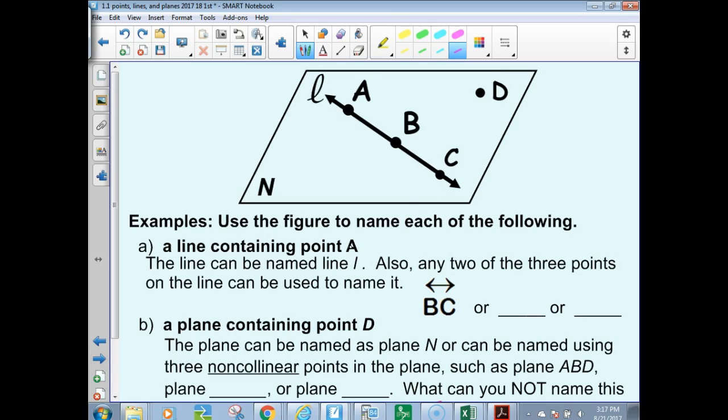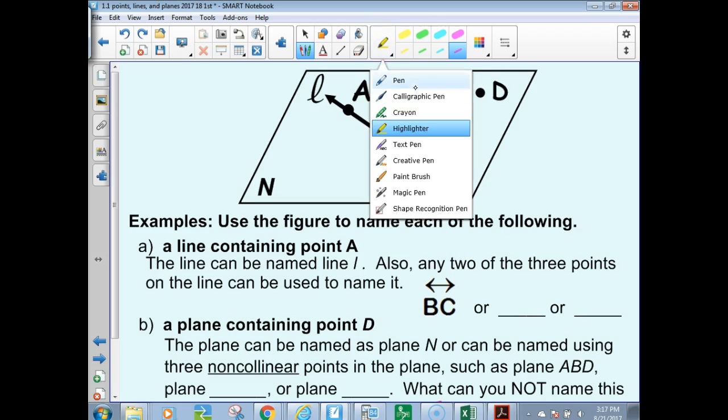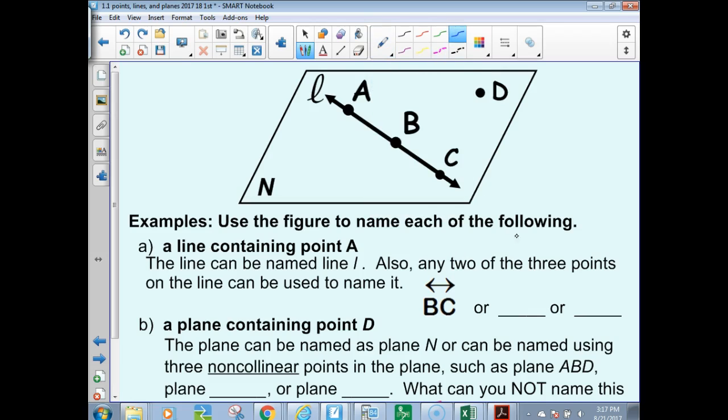Okay, so you're looking at this figure. Use the figure to name each of the following. A line containing point A would be line BC. We've already used BC, so let's name it some other way. The line can be named with any two of the 3 points. We could say AC, or we could say AB.